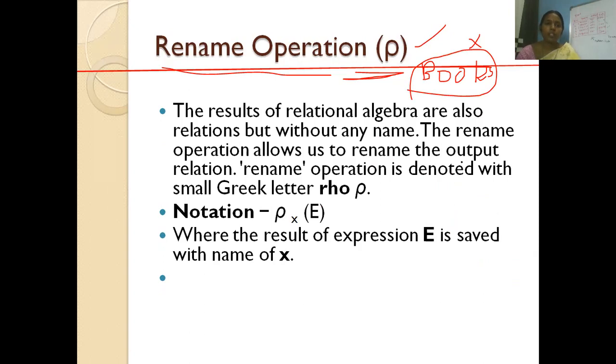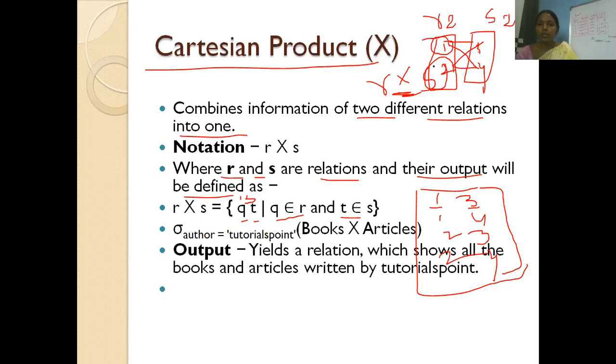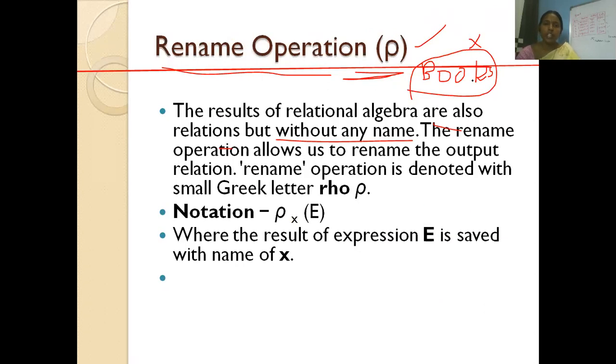Look here. The results of the relational algebra are also relations but without any name. So this is a relational operation we are performing on two relations. So this is the result. Does this result have any name? No. So if you want to give a name to this result, we can go with the rename operation. This rename operation, we call it rho. So this symbol we call rho.